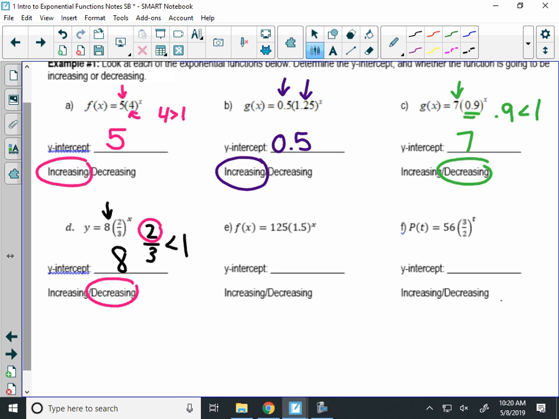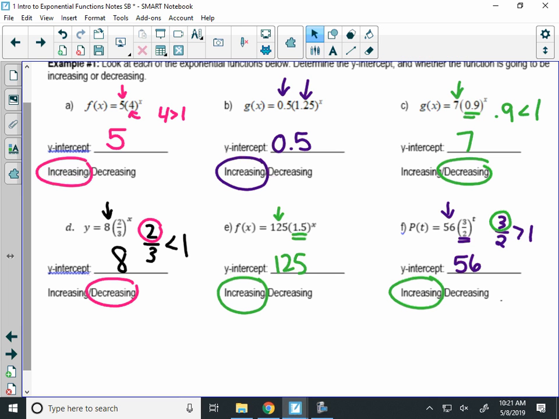For the next one, 125, that first number is your y-intercept, and 1.5 is bigger than 1, so this is an increasing exponential. The last problem here, 56, is my y-intercept. Now 3/2 is greater than 1. I again know that because the numerator is bigger than the denominator. That means the fraction is greater than 1, and it's an increasing function.